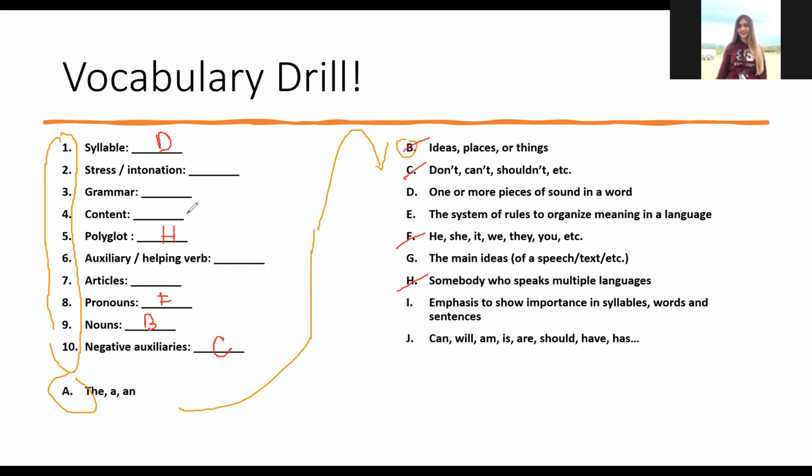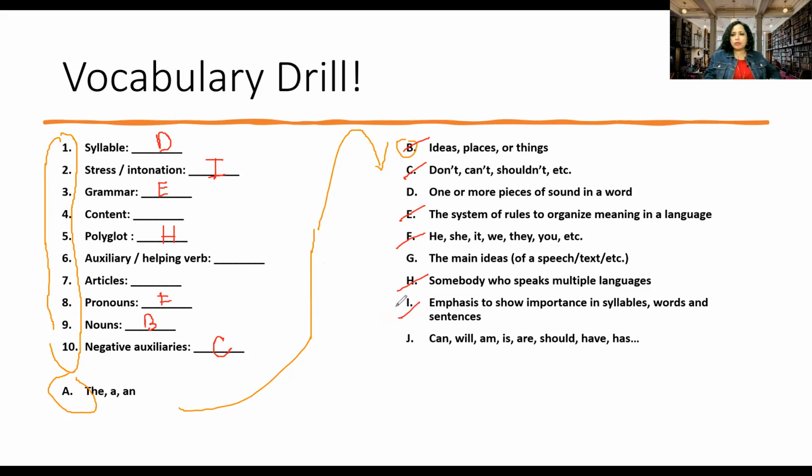Number 3 with letter E. Grammar. Number 2 is letter I, says Anael. I, which is stress, intonation, the emphasis to show importance in syllables, words, and sentences. Correct. Oh my goodness, you're doing so good.